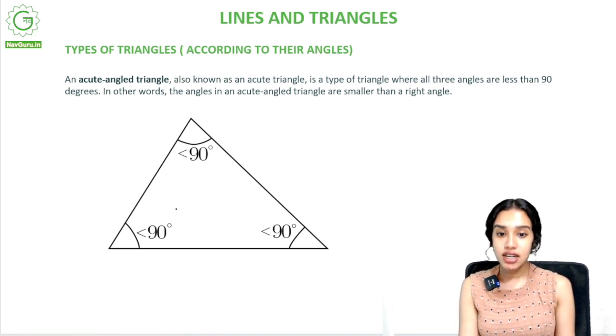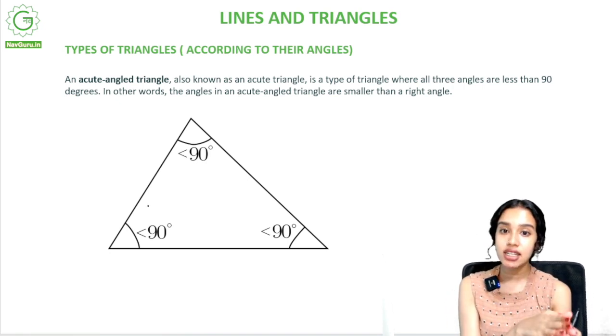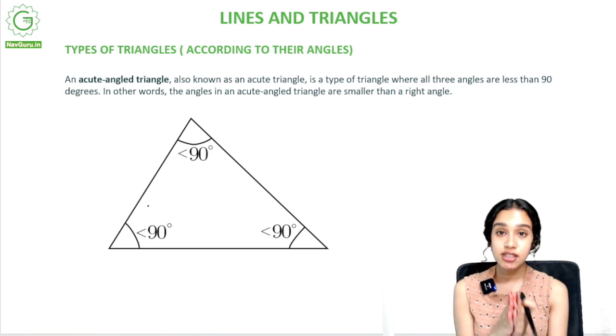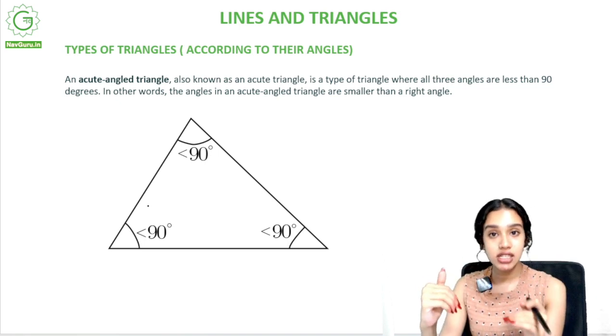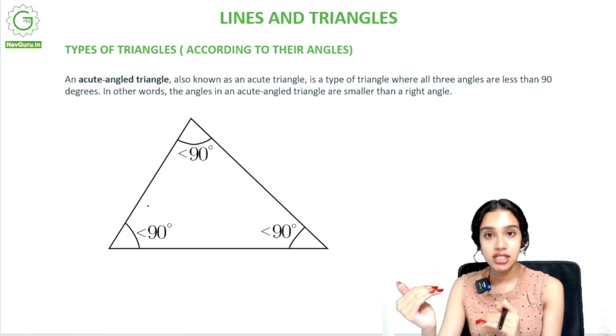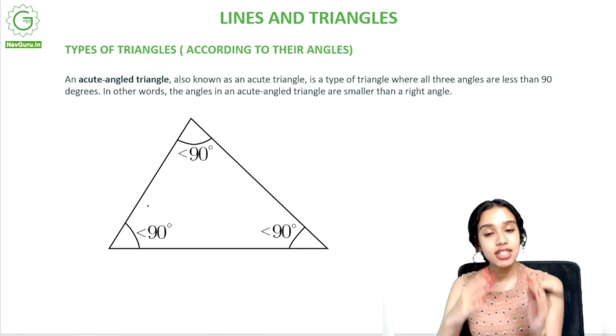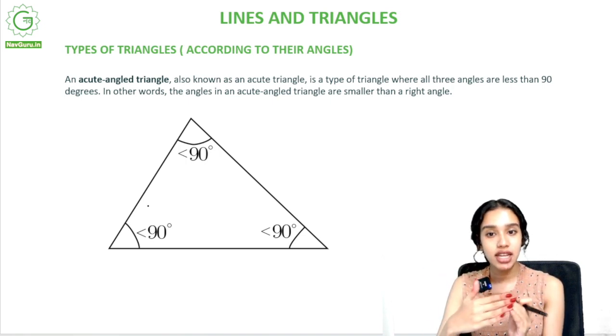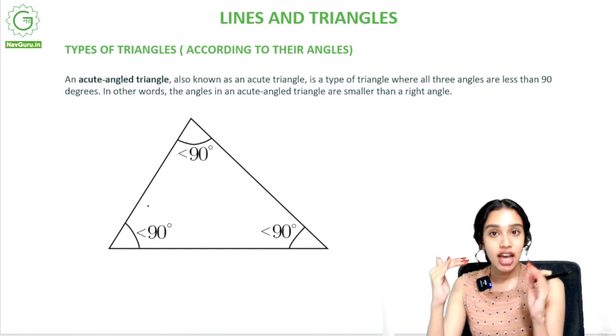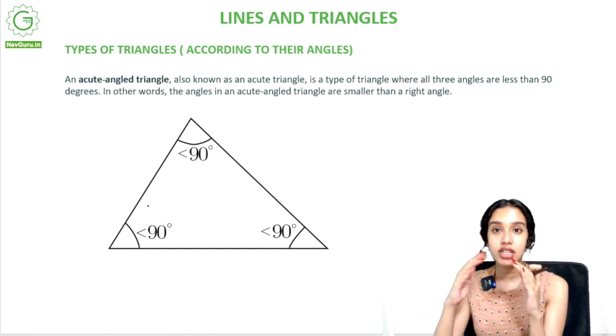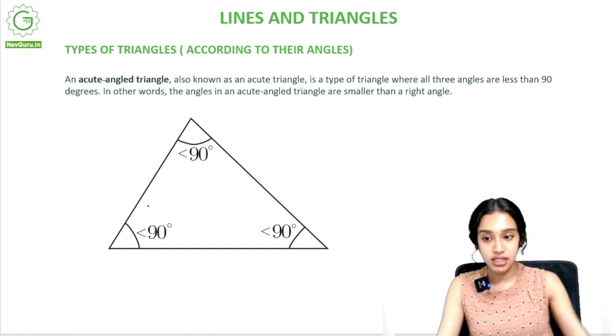So, is an equilateral triangle an acute angle triangle? Yes, it is. Why? Because all the angles are 60 degrees in an equilateral triangle, and that is less than 90 degrees. So, we could say that acute angle triangles have all the angles less than 90 degrees.